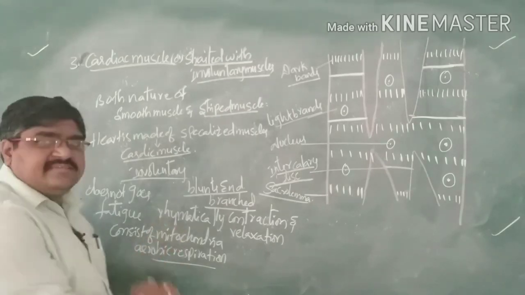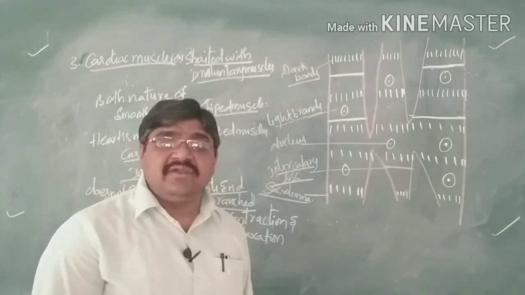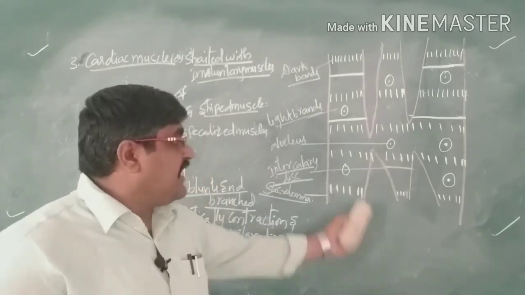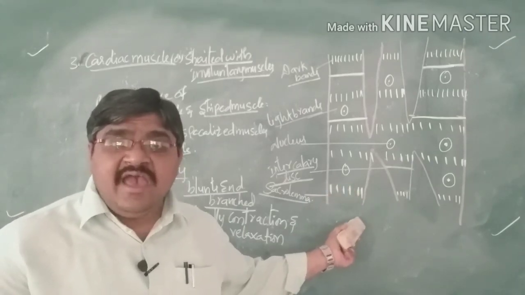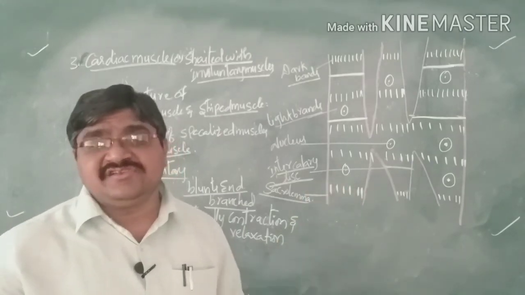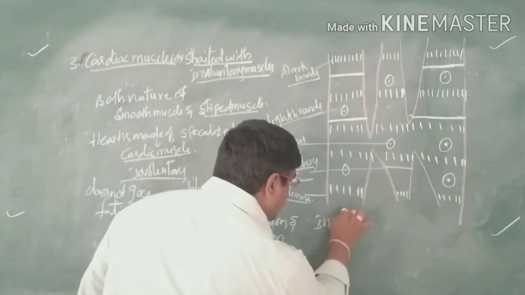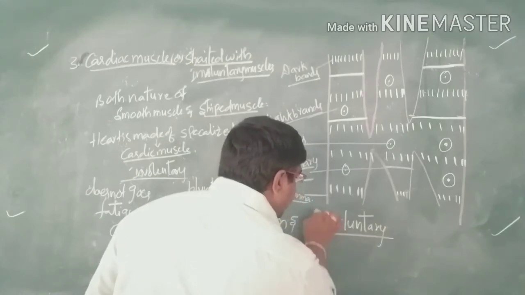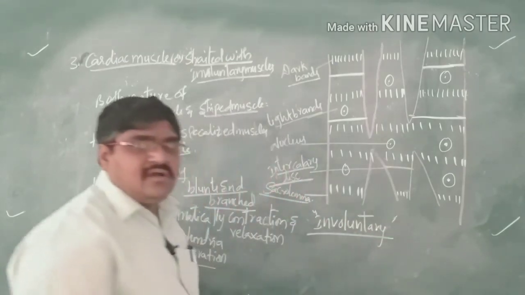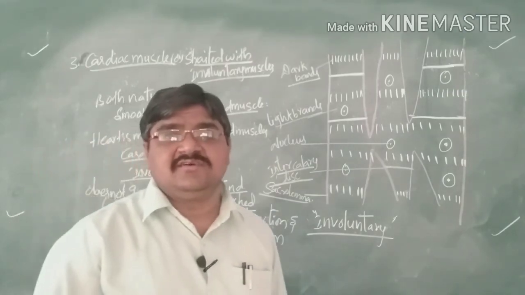There is also a rich blood supply to the cardiac muscles. And they are involuntary in nature. Involuntary means they are not under the control of the brain, so we call them involuntary.